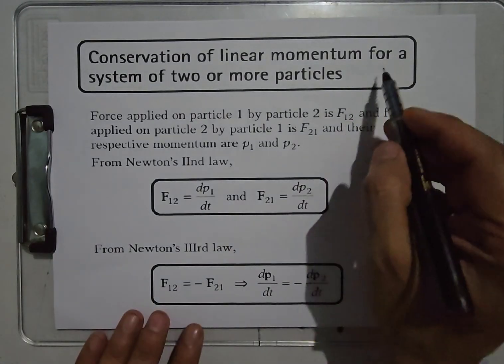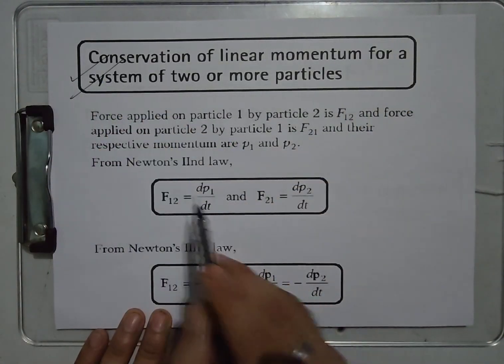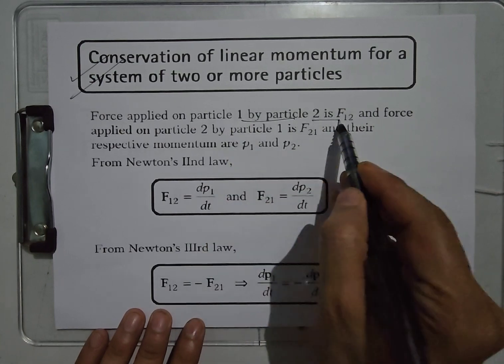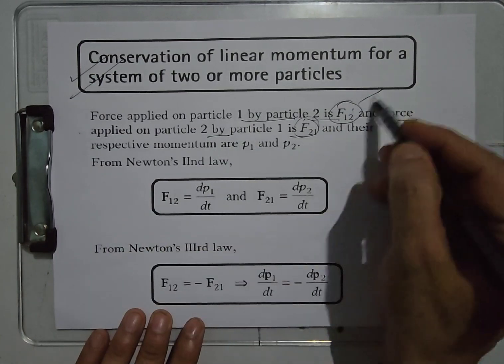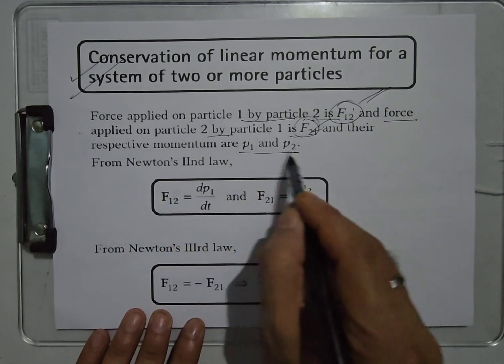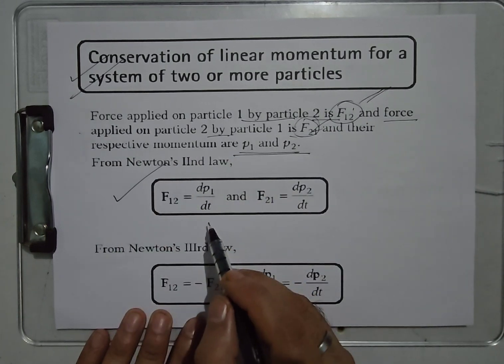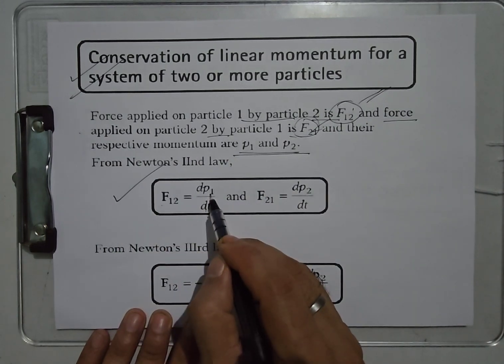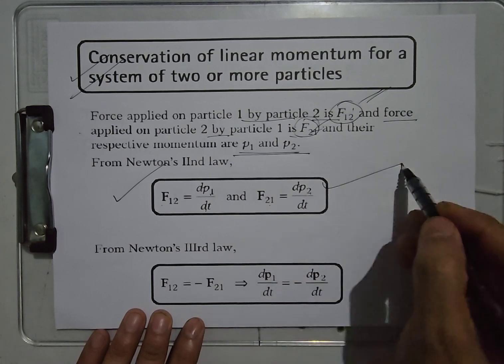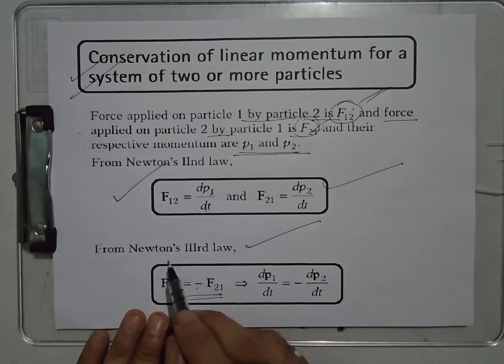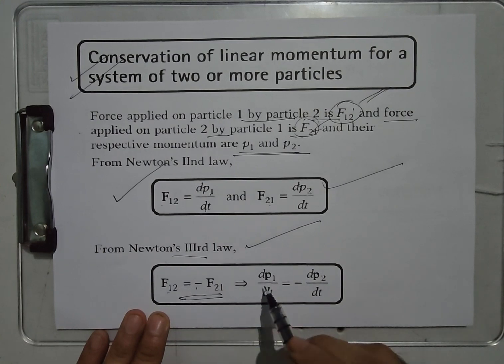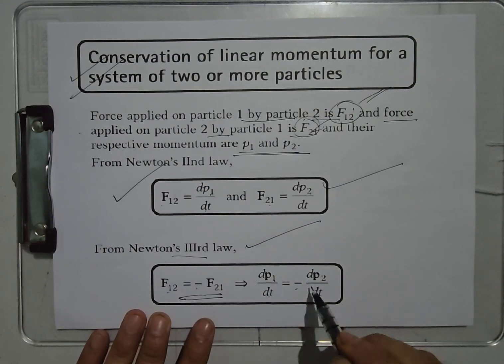Now, conservation of linear momentum for a system of two or more particles. इसमें क्या होगा देखिए, force applied on particle 1 by particle 2 is F12, जैसा मैंने आपको बताया, and force applied on particle 2 by particle 1 is F21. There are two forces and their respective momenta are P1 and P2. Then from Newton's second law, F12 is equal to dP1/dt, the rate of change of momentum, and F21 is dP2/dt. Then from Newton's third law, F12 is equal to F21 with a minus sign because every action has an equal and opposite reaction. So dP1/dt is equal to minus dP2/dt.